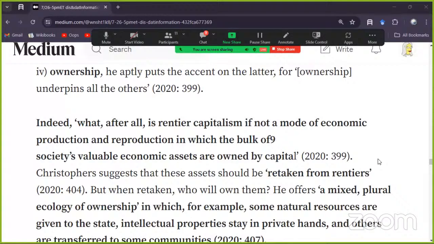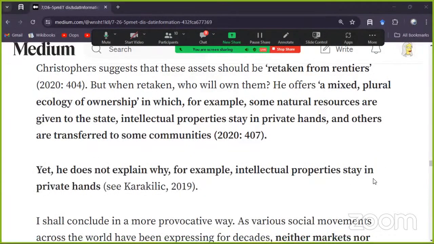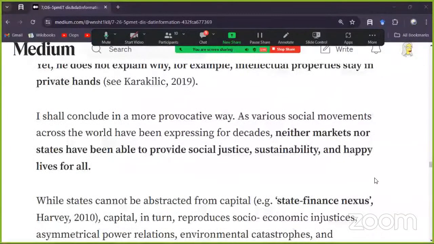Christophers suggests that these assets should be retaken from rentiers, but when retaken, who will own them? He offers a mixed plural ecology of ownership, and whatever that means, in which, for example, some natural resources are given to the state, intellectual properties stay in private hands, and others are transferred to some communities. Yet he does not explain why intellectual properties stay in private hands, and that's an important issue. I think it's left open, because the Social Democrats might have an issue. But anyway, his closing is, in Kurelik's closing, slightly more provocative.